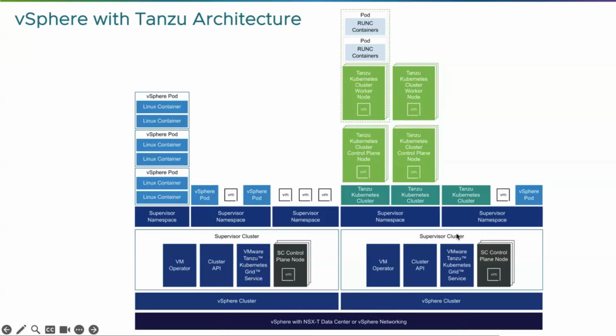You can have multiple vSphere clusters on your platform, and in this case, we have one supervisor cluster per vSphere cluster. In each supervisor cluster, you have the control plane nodes, like what I showed earlier. You have the supervisor control plane, which is very similar to the Kubernetes nodes, and you can deploy this as virtual machines. It's a cluster of 3 nodes, and that forms the supervisor cluster.